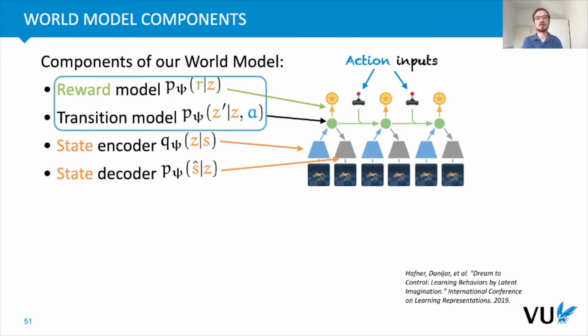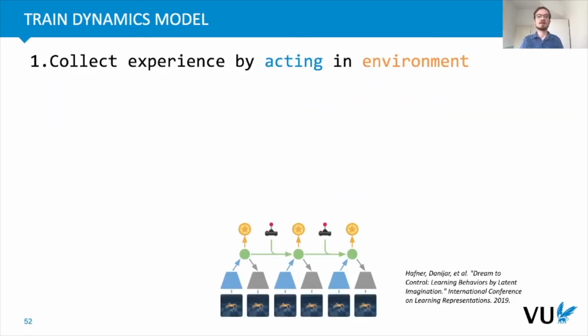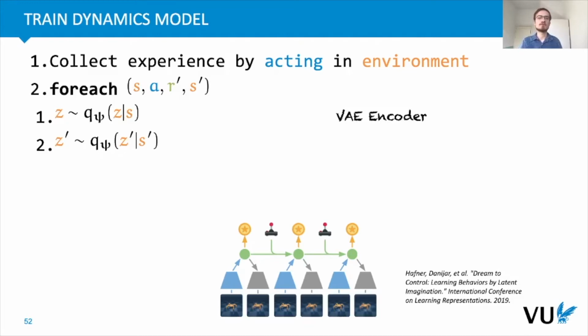So we just looked at the two models, the reward model and transition model. How do we train these? Like with the variational autoencoder, we start by collecting experience by acting in the environment. And we collect all this experience within a training set, and that's it. Next, we loop over these tuples within our experience. So we look at states, actions, and then the following reward and the following state. And all of this we've just saved from our environment, so we can just retrieve it from our training data, essentially.